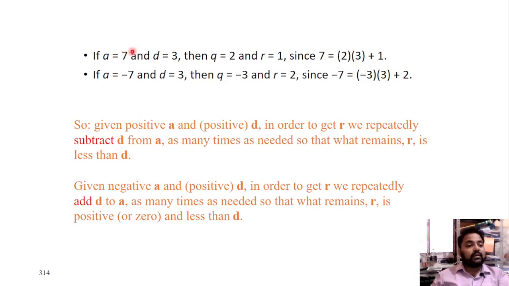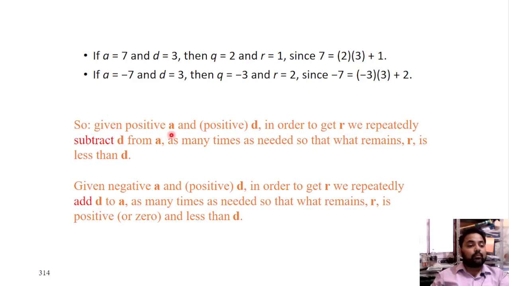If a equals 7 and d equals 3, then q equals 2 and r is equal to 1, since 7 is equal to 2 times 3 plus 1. This is dividend equals divisor times quotient plus remainder. If a equals minus 7 and d equals 3, then q equals minus 3 and r is equal to 2, since minus 7 is equal to minus 3 times 3 plus 2.